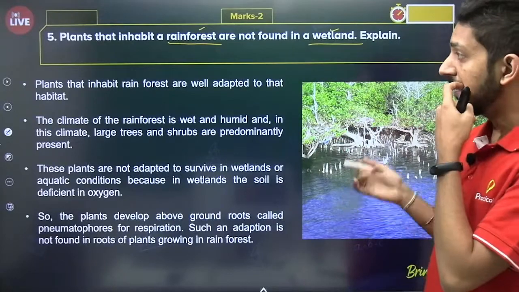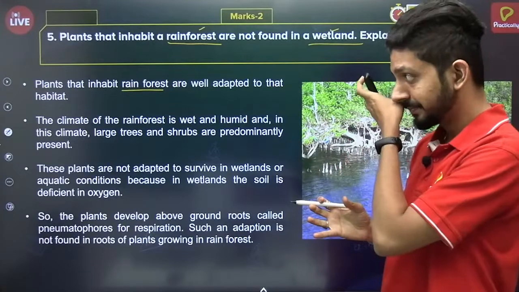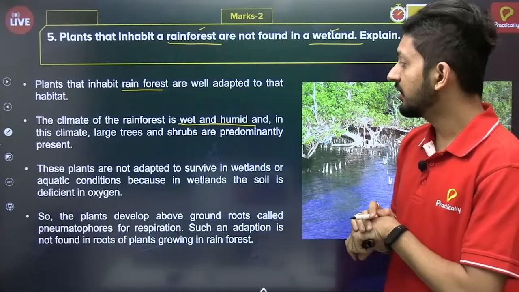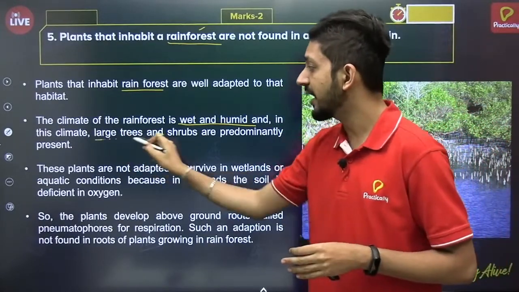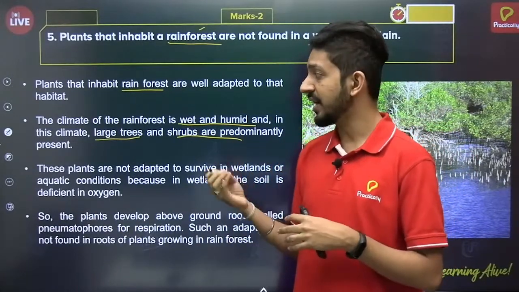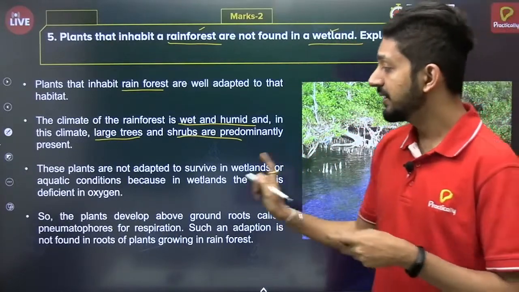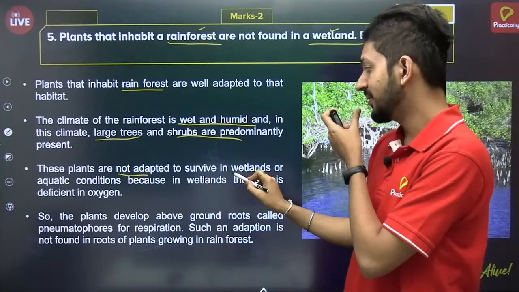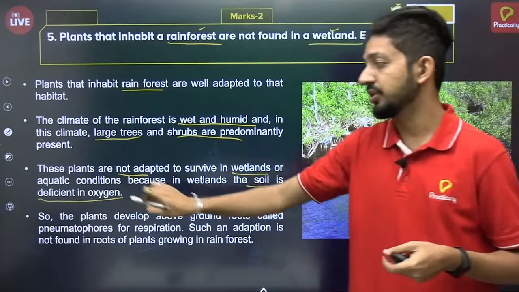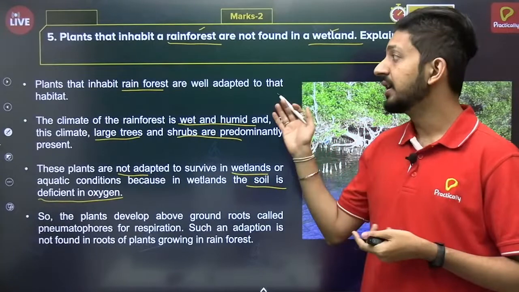Obviously the plants which inhabit rainforest are adapted to that particular habitat. And we know that the climate of rainforest is wet and humid. In this climate, large trees and shrubs are predominantly present, because large trees and shrubs can easily grow in a place which has adequate water and humidity. These plants are not adapted to survive in wetlands, because in wetlands the soil is deficient in oxygen. That is a property of the wetlands. They are deficient in oxygen, so obviously they cannot grow over there.